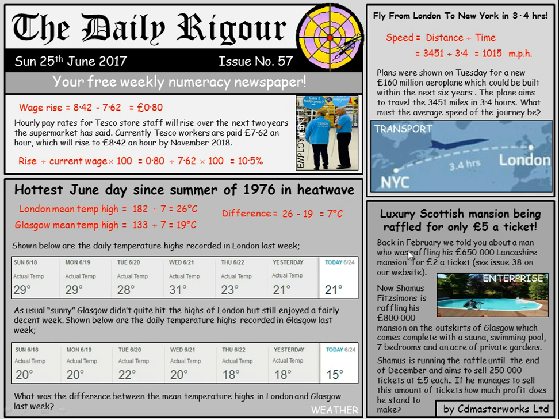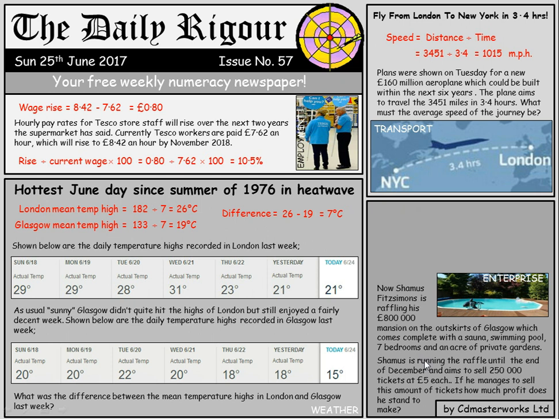Anyway, never mind. Okay, last wee story. So back in February, you might want to check out issue number 38 when we told you about a man selling his Lanarkshire mansion. So now Seamus Fitzsimmons from Dulwich near Glasgow is actually doing the same thing for an even more expensive mansion, but as a result he's charging a wee bit more for the raffle tickets. So he aims to sell 250,000 of them. So if he does that, how much profit is he going to make?